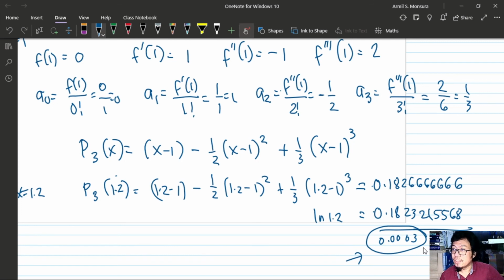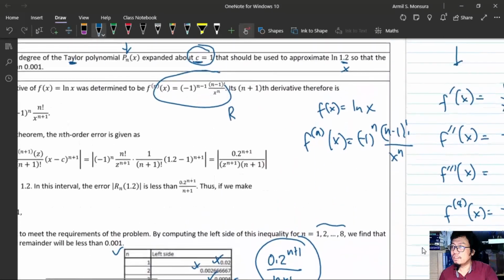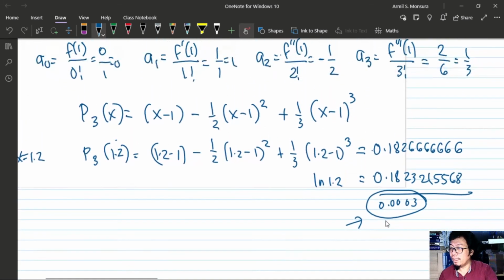What we're being asked is to provide an error that is less than 0.001, just 2 zeros, right? So there, we were able to achieve that level of error, less than 0.001, with three terms of your approximating polynomial.